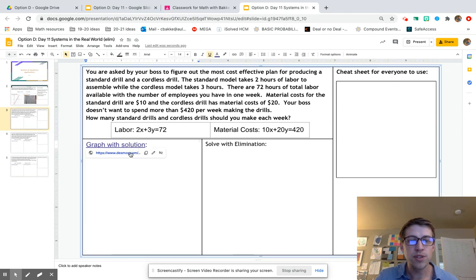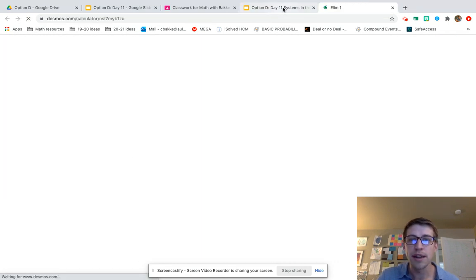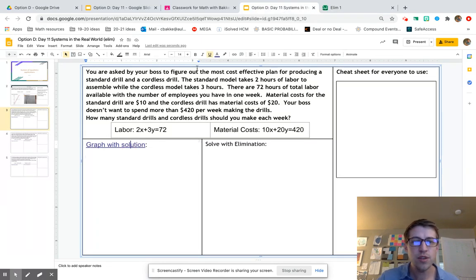So I'm going to click on my Desmos here so it automatically has the window. And right here we see 2x is going to stand for the 2 hours of labor for the standard model. 3y goes with the 3 hours of the cordless model. And when we add those together, they should equal 72 hours. And then $10 for the standard drill is what 10x represents. It costs $20 to make the cordless drill, so we put 20y. And when we add those together, we want those to equal 420.